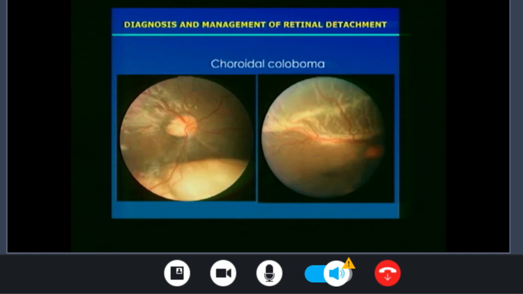How does coloboma cause detachment? If you don't know the pathogenesis, you cannot operate the patient. The detachment always develops in the atrophic retina in the bed of the coloboma. So when you operate, we always do vitrectomy and deflatten the retina. You can see here this is post-op.